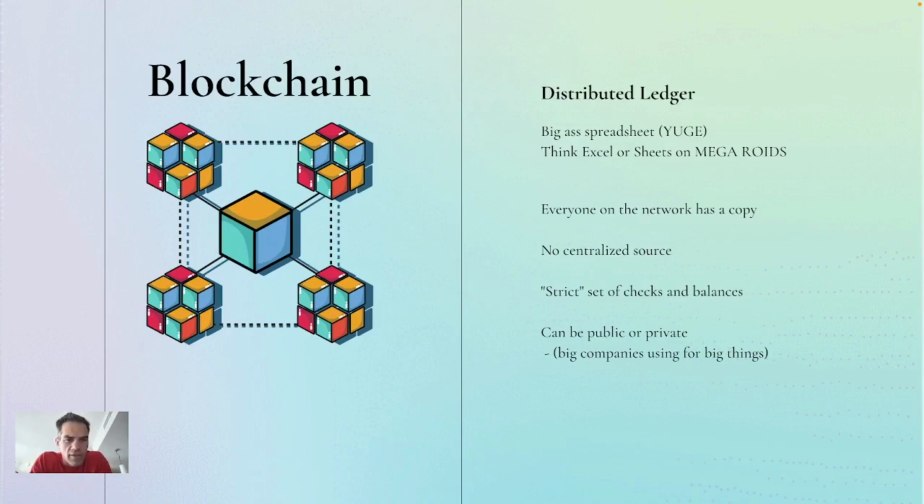There's no centralized source. And what they mean by this is that instead of the data being owned by a particular company, not going to name any names, the data is owned by all of the people within the network. It's simple as that. Blockchain can be public. It is public. It also can be private, meaning big companies can create their own blockchain networks and use them for different things. And we'll talk about that later on.